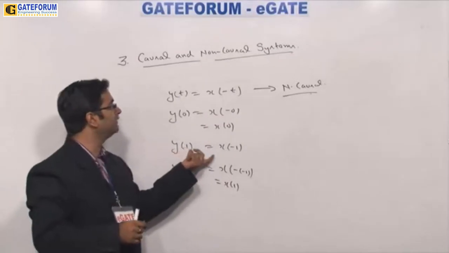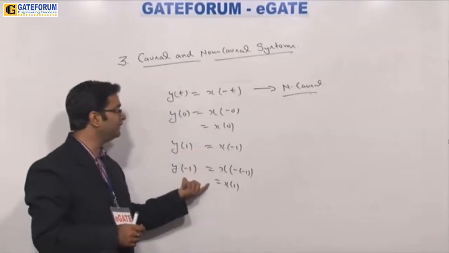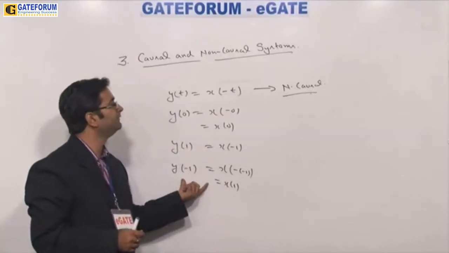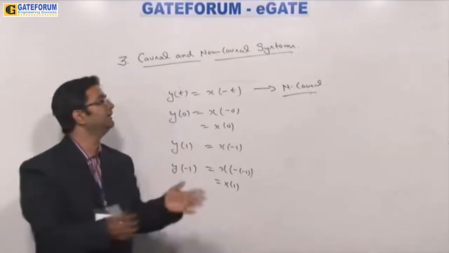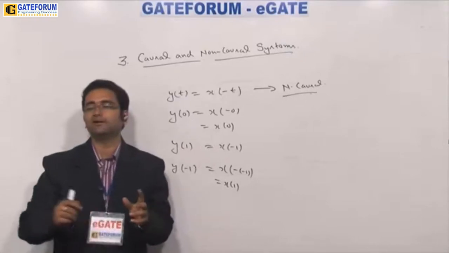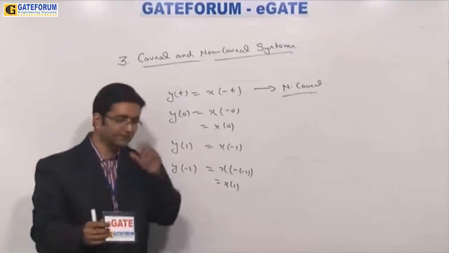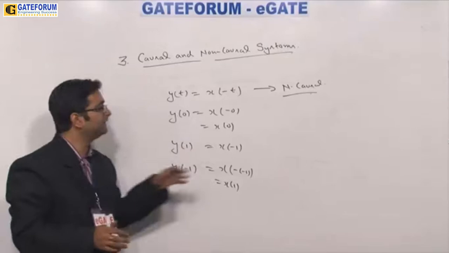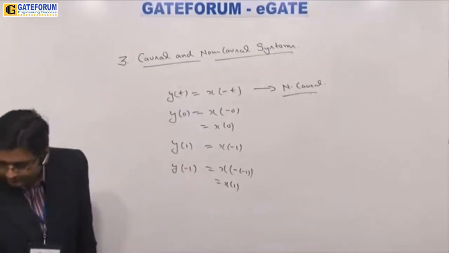I can say that for positive values of t, it is causal. For negative values of t, it is non-causal. But overall, as a system, it is a non-causal system, because a system should not depend on time, such that as the time is changing, the system behavior is changing. But mathematically, yes, it is possible.